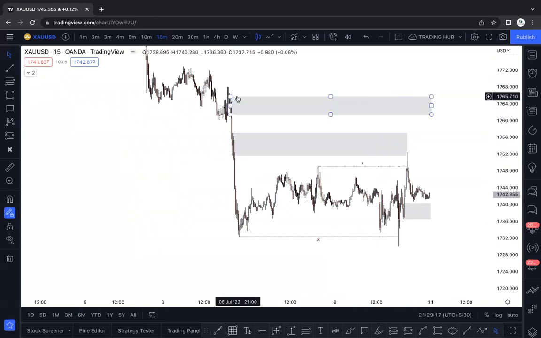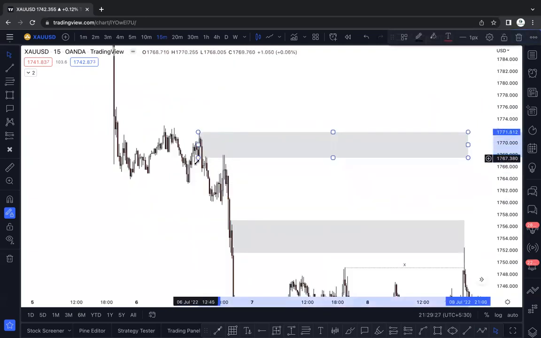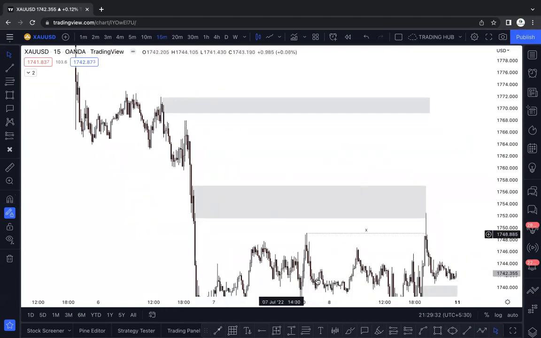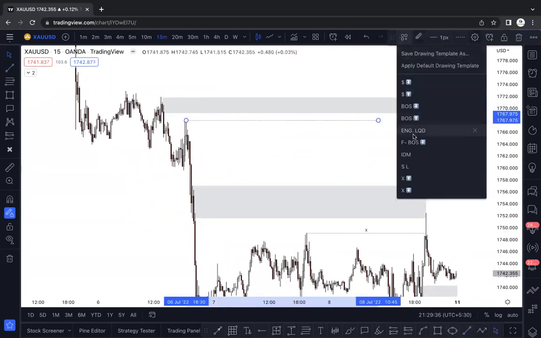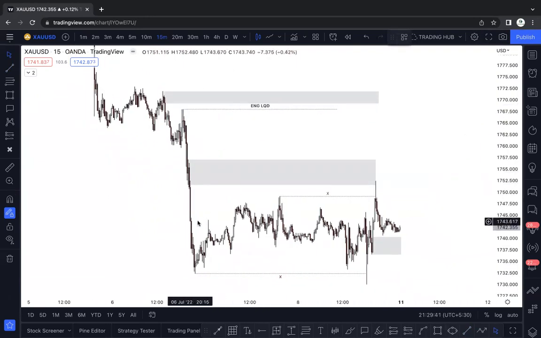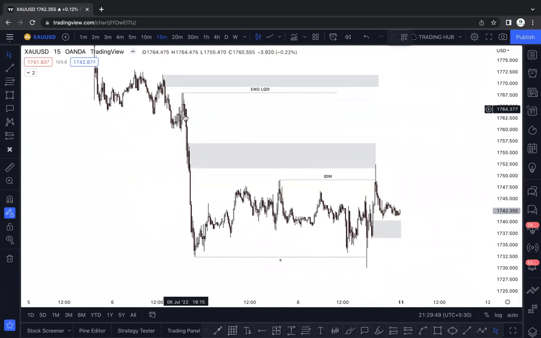But this is actually not an order block. Actually the order block is here. This is not an order block. This is a smart money trap. Why? The order block is here. Why? Because this one is our engineering liquidity. Correct. This point is our engineering liquidity, and this move was our inducement. Correct. That's why this one is not an order block. This is a smart money trap.